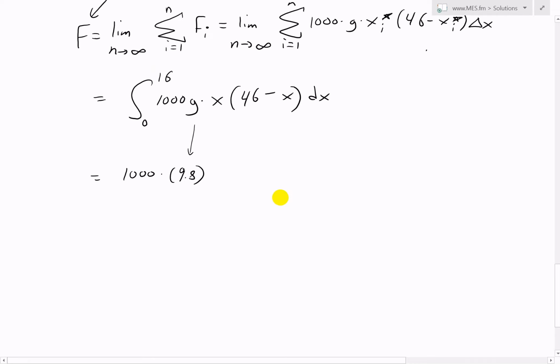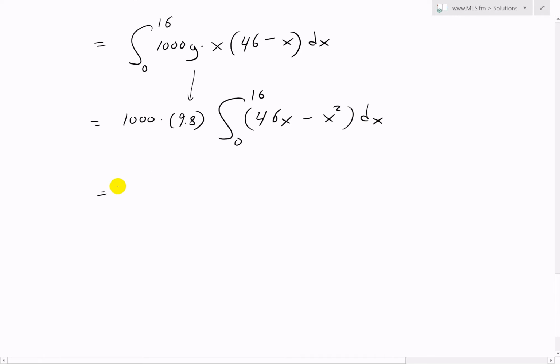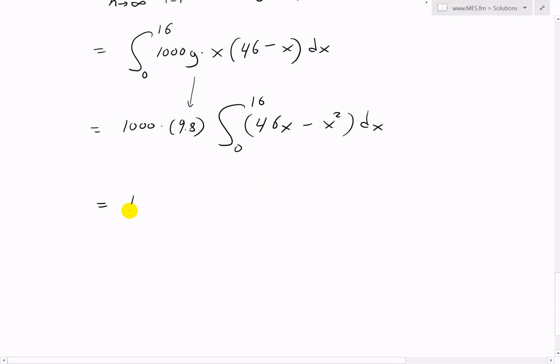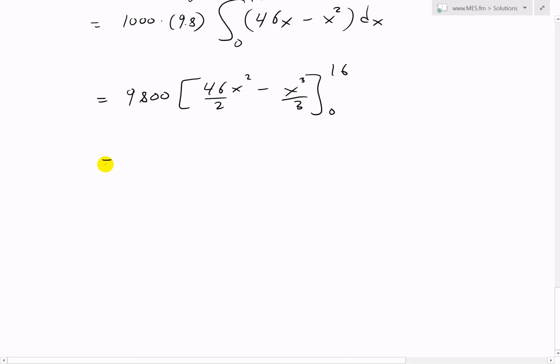Now those are constants, so move those out, and the integral is from 0 to 16. Multiply these inside to make it easier: 46x minus x squared dx. Now we just evaluate this. This equals 9.8 times 1,000, which is 9,800, and then 46 times x squared over 2 minus x cubed over 3, the integral of x squared. This is from 0 to 16, so when we evaluate this, this is 23.